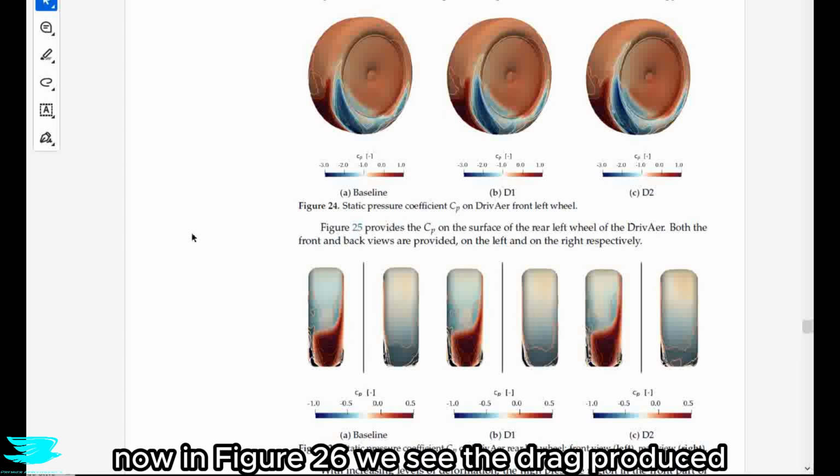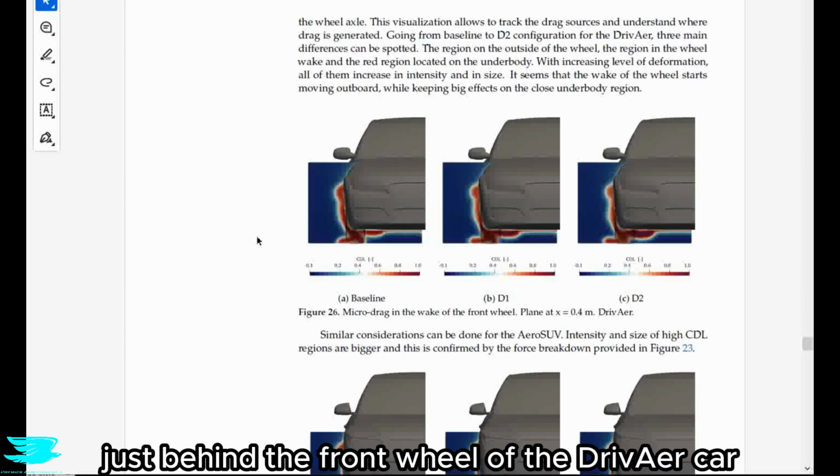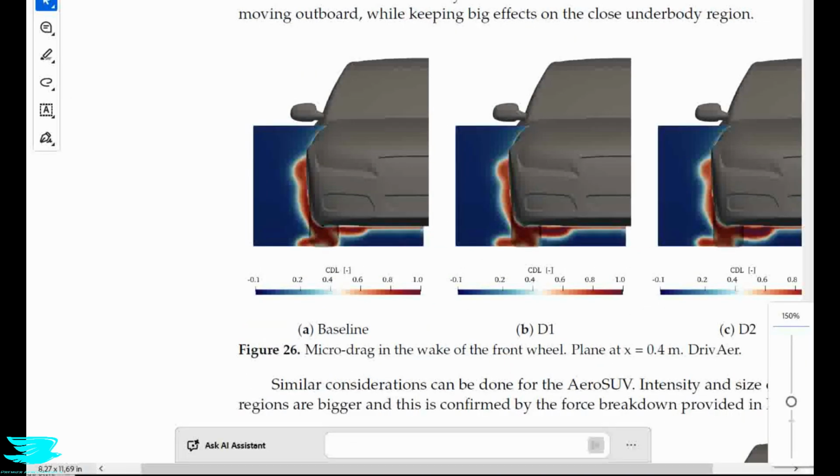Now, in figure 26, we see the drag produced just behind the front wheel of the Drive Air car. Let's zoom in a bit.